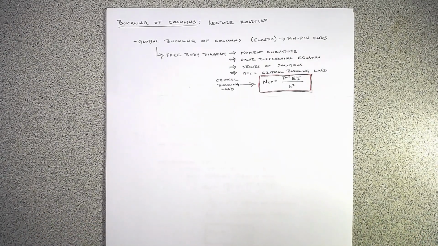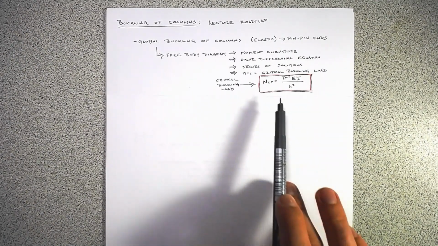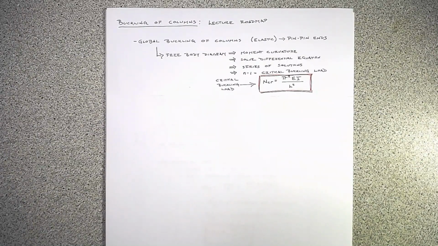What we're going to do there is look at the moment-curvature relationship that we see from our free body diagram. So this is looking at the relationship between the moment and the curvature, but we can relate curvature to deformation, and then from there we'll solve the differential equations which get generated from that, and then we'll derive the critical buckling load, N_cr equals pi squared EI, so the modulus of elasticity times the second moment of area, or moment of inertia, divided by the length of that element squared.